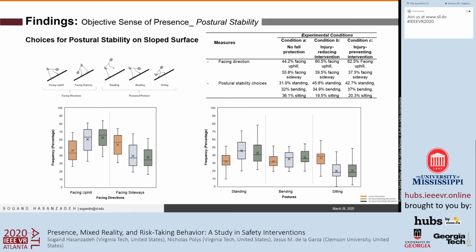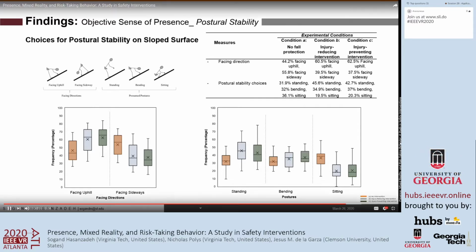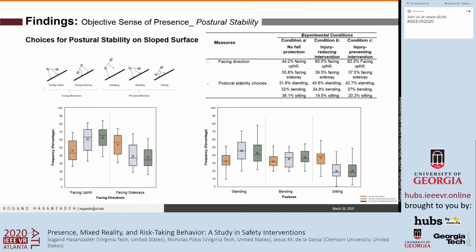For example, under condition A, when they had no safety intervention in place, they preferred to face sideways because they wanted to see the edge and know how close they were to the edge, and they preferred to sit on the roof and install shingles. But as we put the guardrail in place, because they think that they are more protected and are not going to fall from the roof of the two-story building, they think that they can rely on the guardrail or lean on the guardrail toe boards and then face uphill, or stand or bend when they want to install shingles. They don't need to sit because their perceived level of risk decreased significantly, because we already have the guardrail which protected the edge.